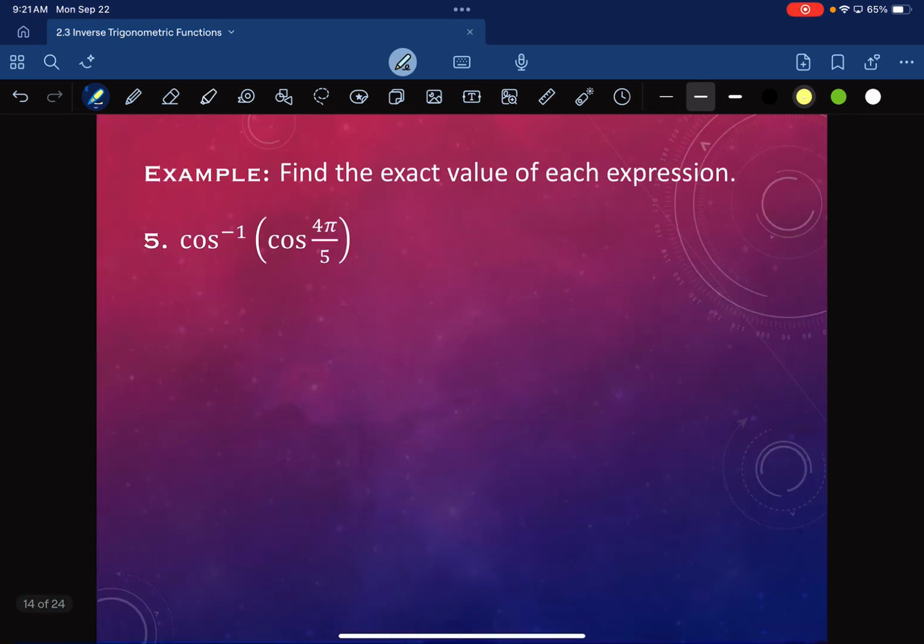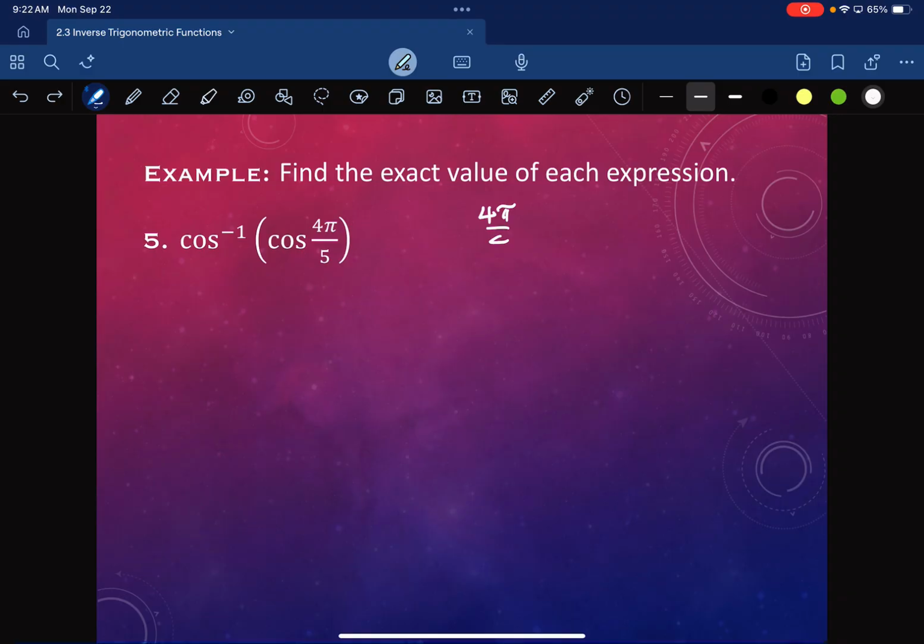So here's an example of one. In general, what we would say is we should be able to cancel out the cosine inverse and the cosine, and the answer should be 4 pi over 5. That's what we would expect to happen. But that will only happen if we are in the correct quadrant. Because 4 pi over 5 is not one of our unit circle angle measures, we need to figure out what quadrant we're in when we're at 4 pi over 5. So where is 4 pi over 5 in terms of a quadrant?